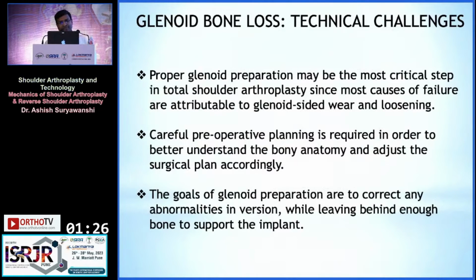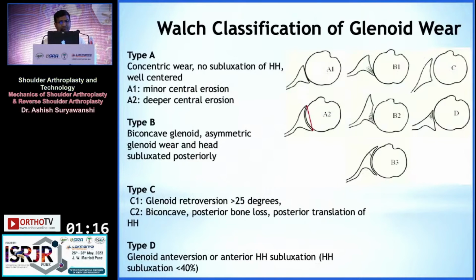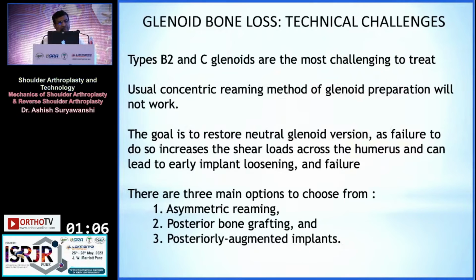So how to tackle glenoid bone loss is one of the issues for an anatomical total shoulder. Preoperative planning is a must. We have to quantify how much the defect is. There is a classification of glenoid wear. It has been shown that type B and type C wear are very difficult to treat in glenoid bone loss with an anatomical total shoulder, because they don't allow a concentric reaming method. The main options to choose from are asymmetrical reaming, posterior bone grafting, and a posterior augmented implant.